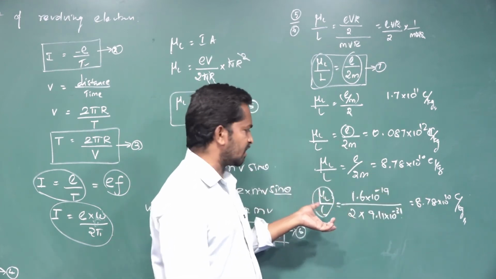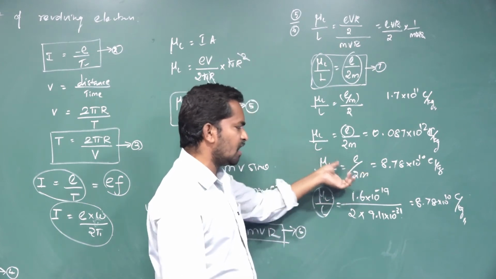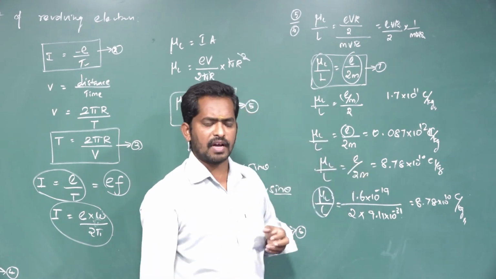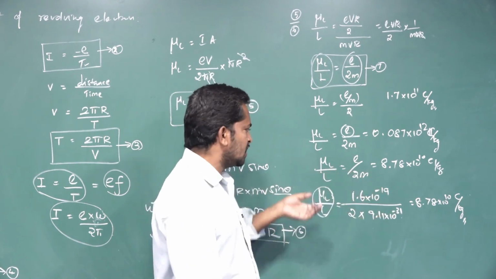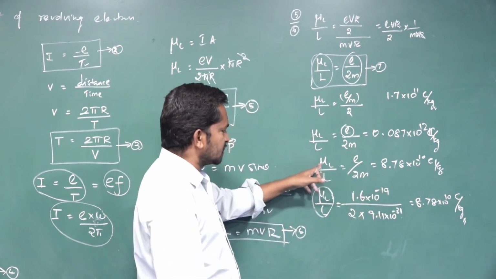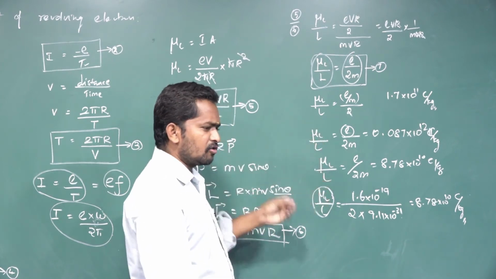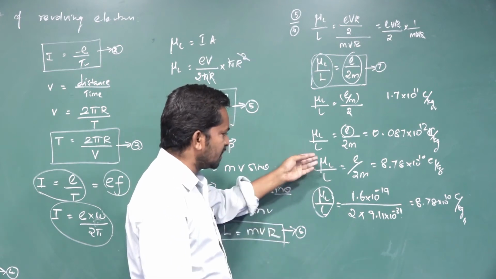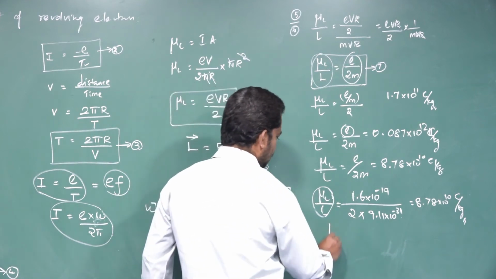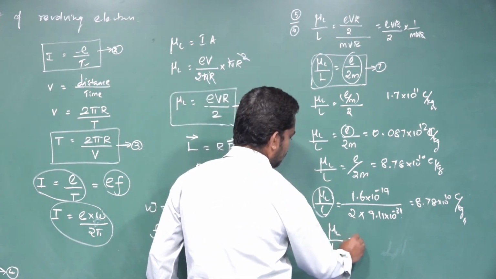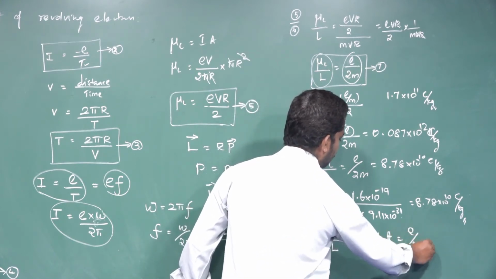This is called the gyromagnetic ratio, or half of the specific charge. The gyromagnetic ratio, mu L by L or e divided by 2m, is a very important equation and an important constant. Mu L is the dipole moment of the revolving electron, and L is the angular momentum. So the ratio of dipole moment to angular momentum is constant: mu L divided by L is equal to e divided by 2m.